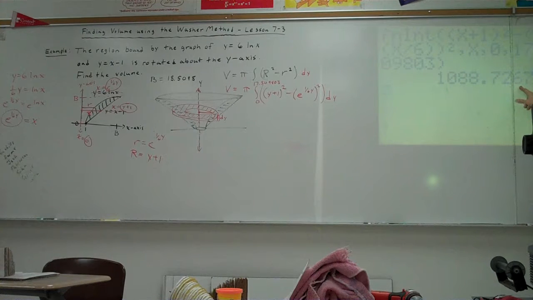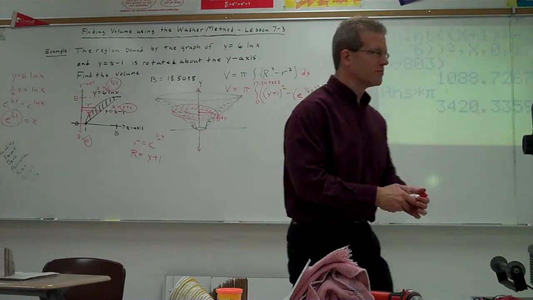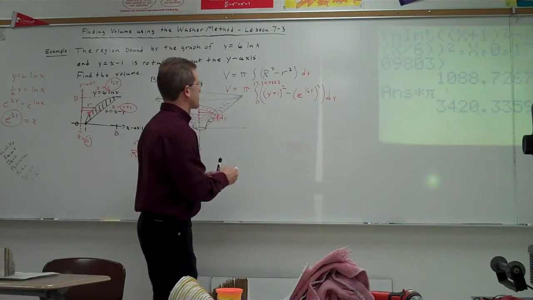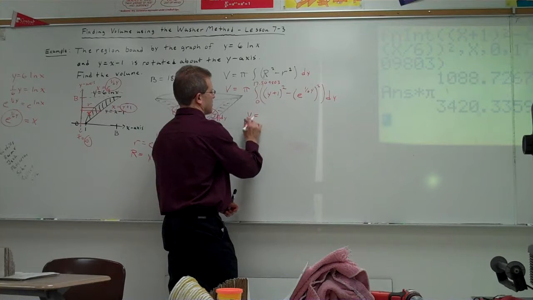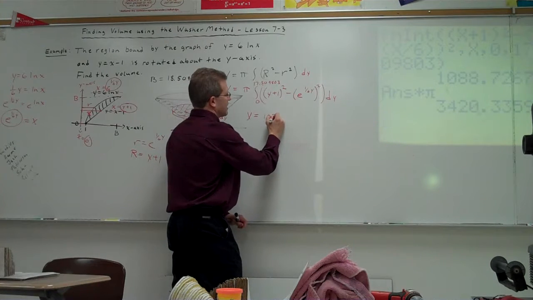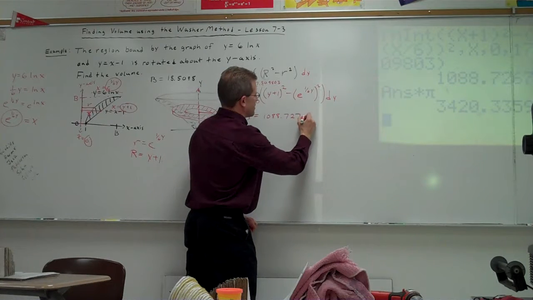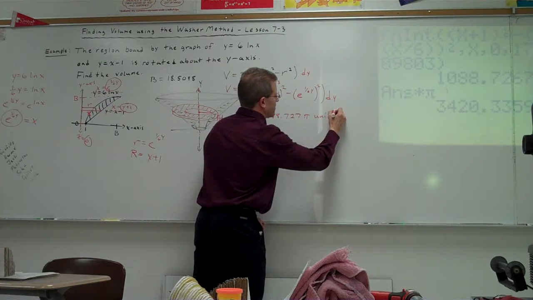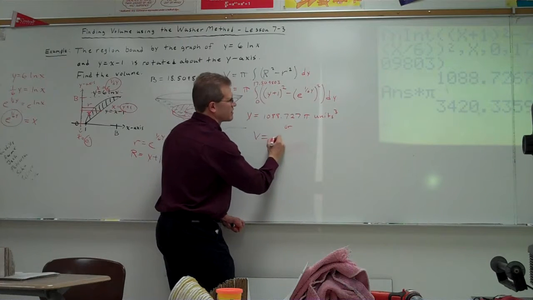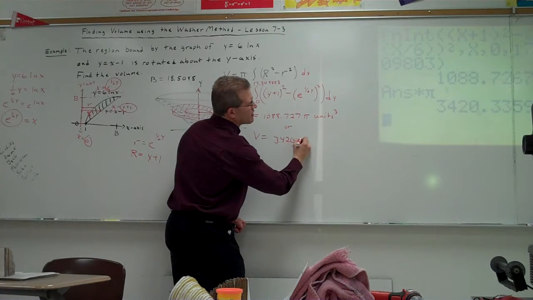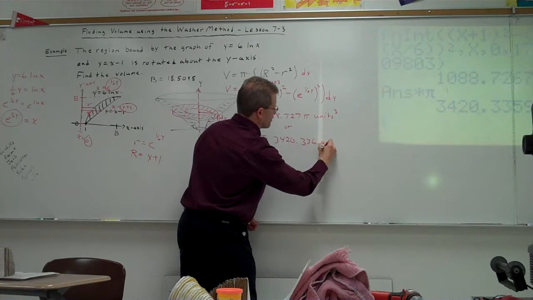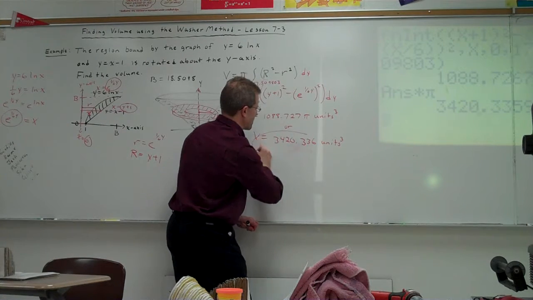So my answer is 1088.727 pi cubic units because it's volume. Or you could hit times pi and get 3,420.336 cubic units. So my volume again is, let's write this out, 1,088.27 pi cubic units. You always go out 3 decimal places or more. Or you could write it as 3,420.336 cubic units. Any questions about that?